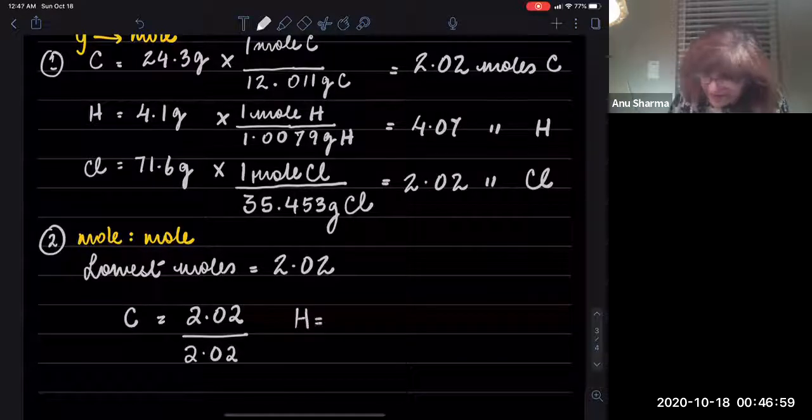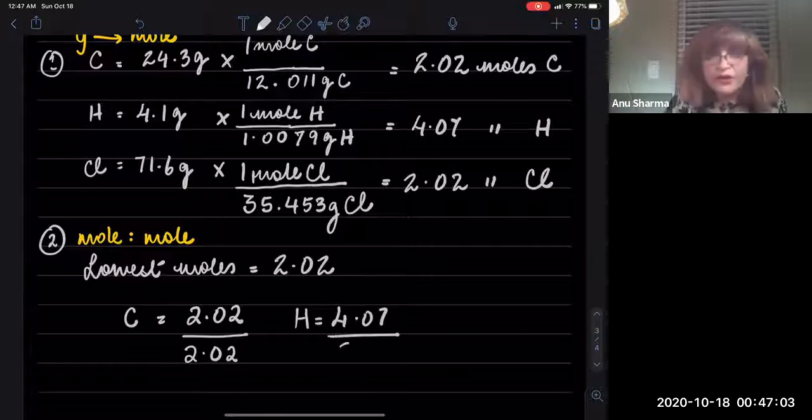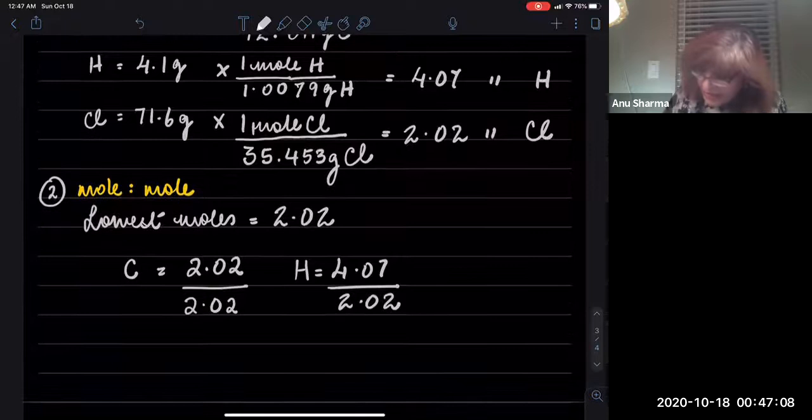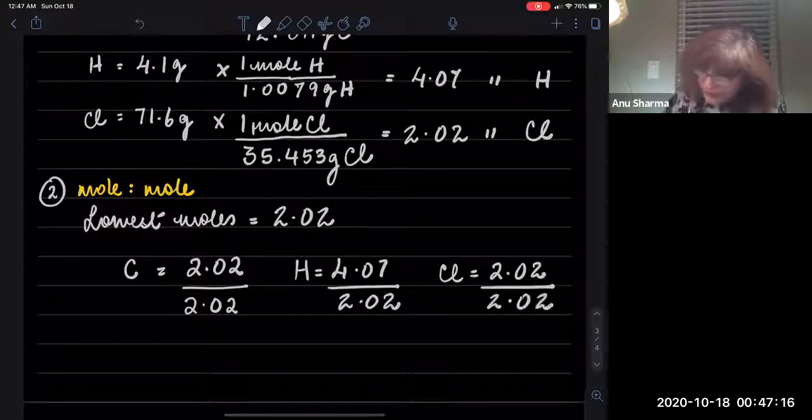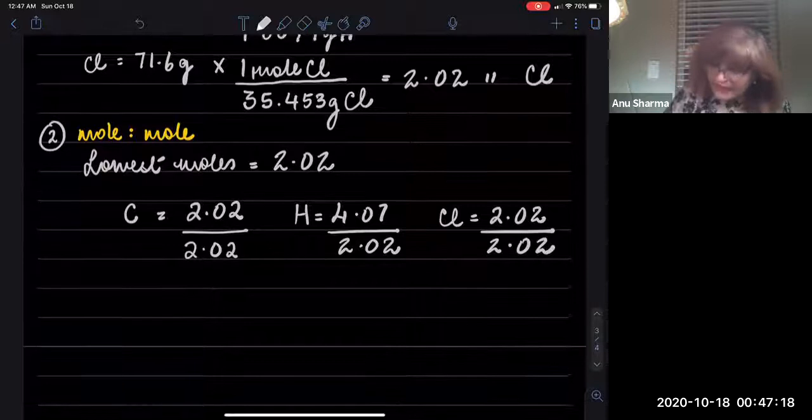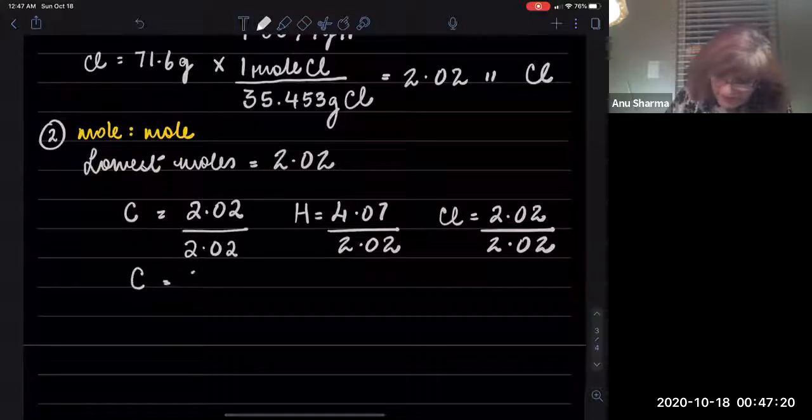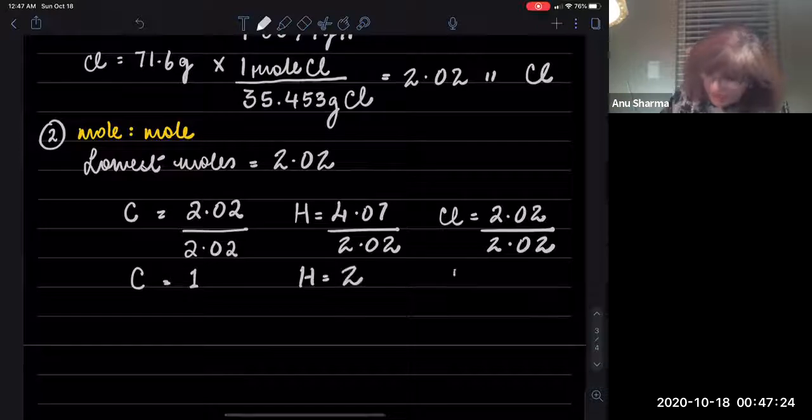Hydrogen is 4.07, divided by 2.02. And we have chlorine, which is 2.02 divided by 2.02. So that gives us carbon is 1, hydrogen is 2, and chlorine is 1.